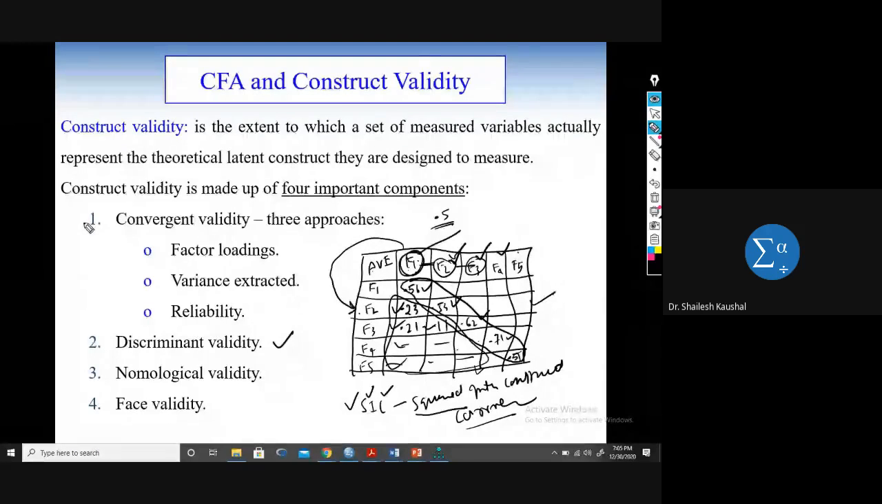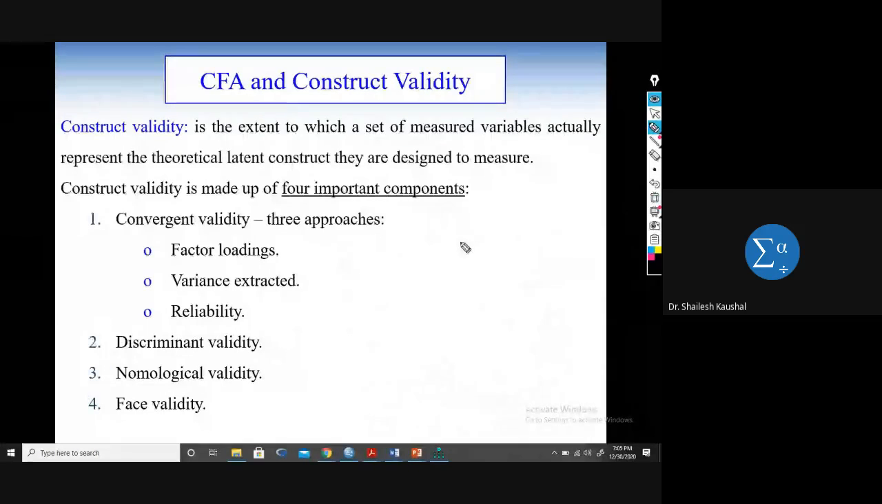So generally, through our data we find convergent validity and discriminant validity, and we do not show the nomological validity and face validity. Generally we report the convergent and discriminant validity in our research papers. So what does nomological validity mean?